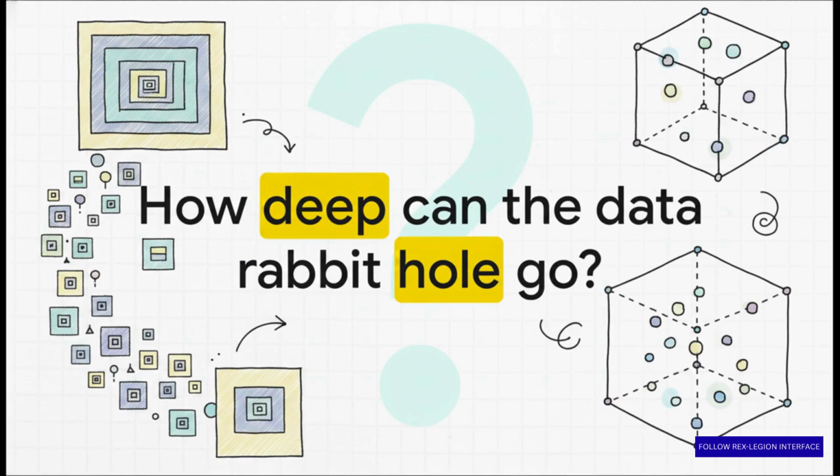Which leaves us with a final, kind of fascinating thought. If a list can hold another list to create 2 dimensions, what happens if that nested list holds another list? 3 dimensions? 4? I mean, really, how deep can the data rabbit hole actually go? The answer is literally limited only by your computer's memory and your own imagination.